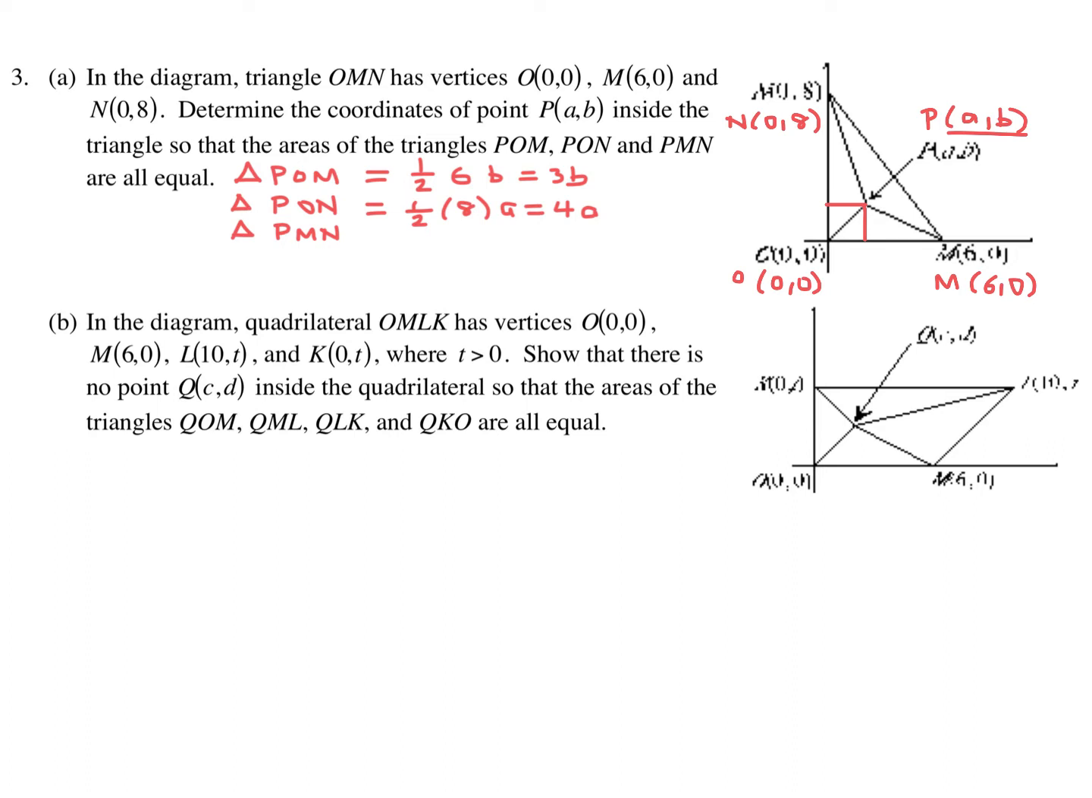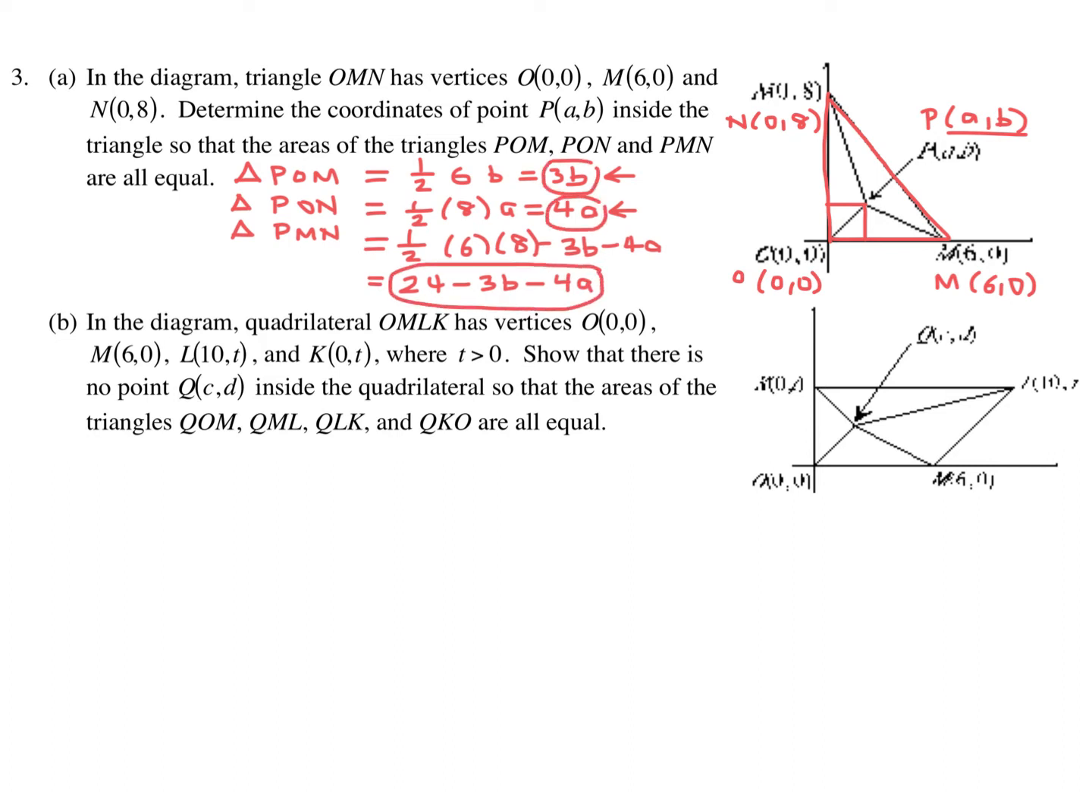PMN, we have to take the full area of this whole triangle here. So that's going to be 1/2 base times height, so 1/2 times 6 times 8. And then subtract from it these two: 3B and 4A. So that's basically 24 minus 3B minus 4A. And they're saying that all of these have to be equal.